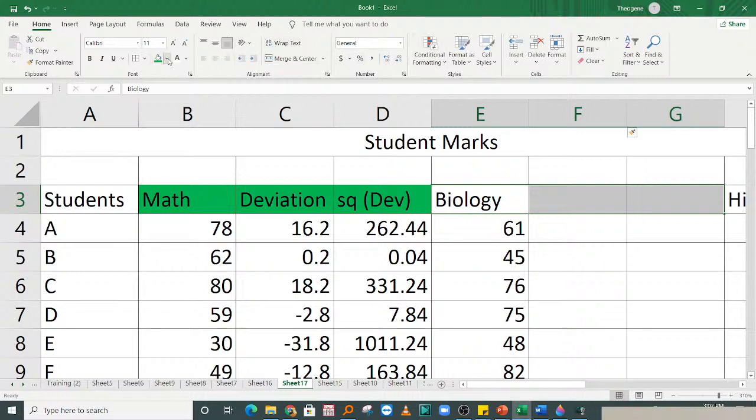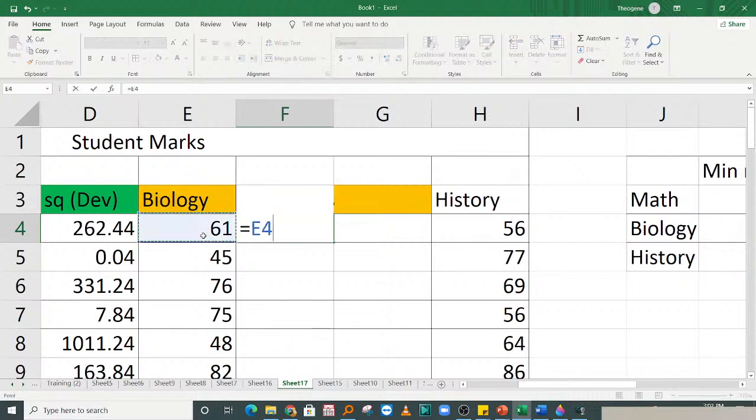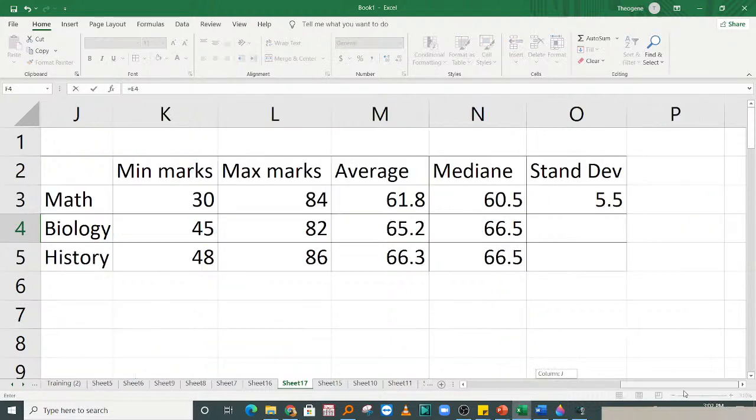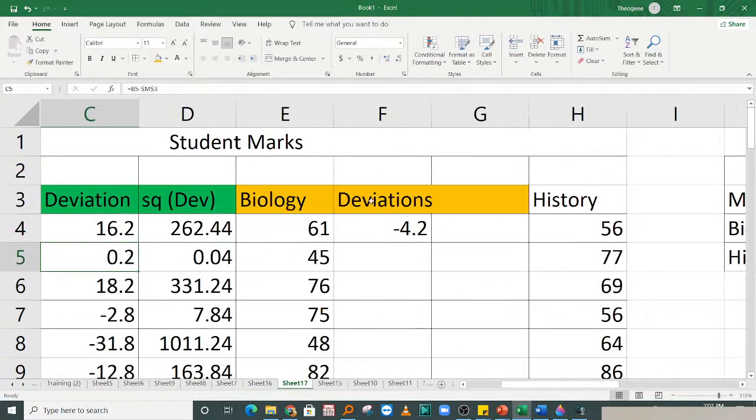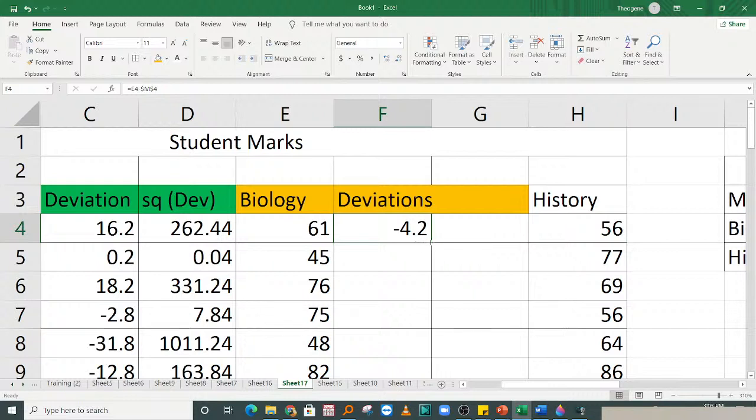The color, let's change it to this color, biology. So deviations from the mean, how the marks deviate from the mean. We take each mark minus the mean of biology, which is this one. We find it like this. This one has gone below the mean, 4.2 below the mean. That's what it means. So this one I need it to be stable. That's why I click F4.